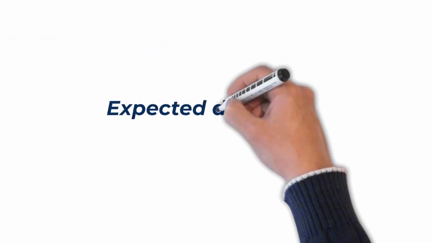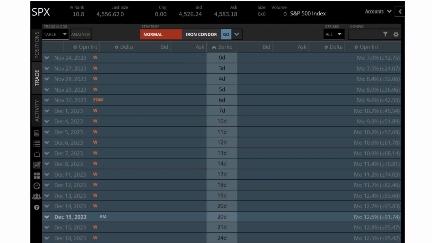The third rule centers around the expected daily move. The expected daily move for a stock varies depending upon the expiration date of the particular option chain. For the SPX options, the expected daily move is on the far right of the tastytrade platform while on the trade page. For the 0 day, it is plus or minus 12, and for the 4 day, it is plus or minus 32.